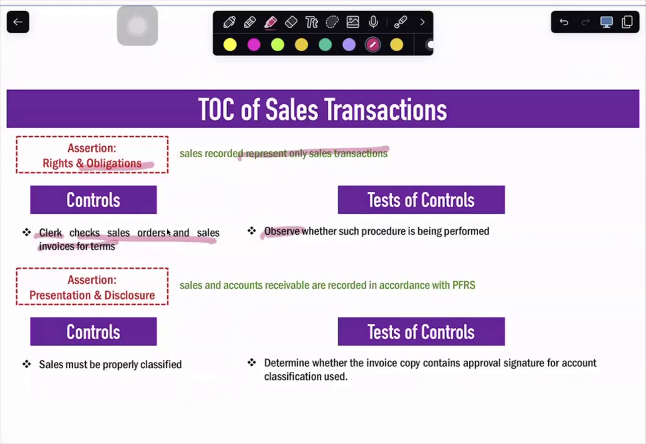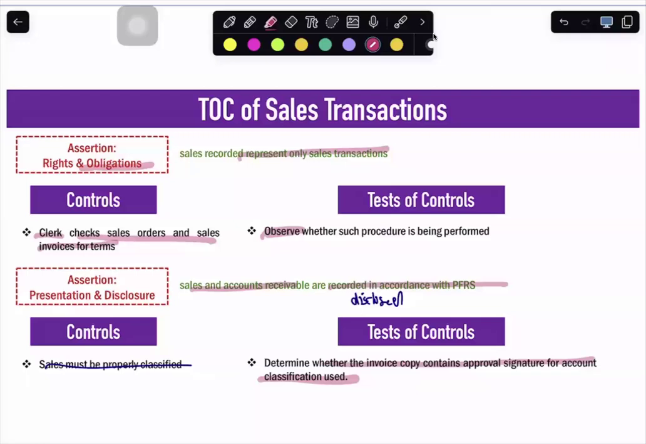Next, presentation and disclosure. Here, we want that the sales and AR are properly recorded in accordance with the PFRS. Not only properly recorded, but also properly disclosed in accordance with the PFRS. So what are the controls in place? That the sales must be properly classified. So we want to determine whether the invoice copy contains approval signature for account classification use.